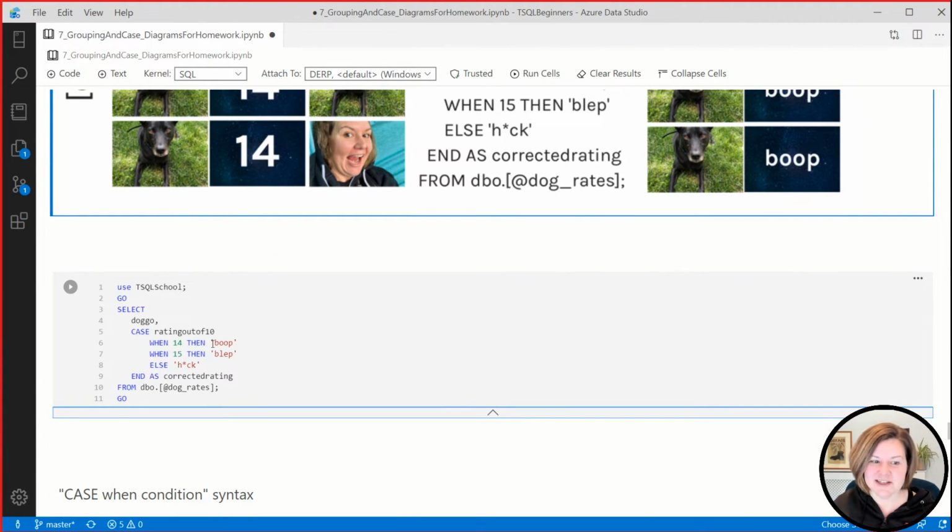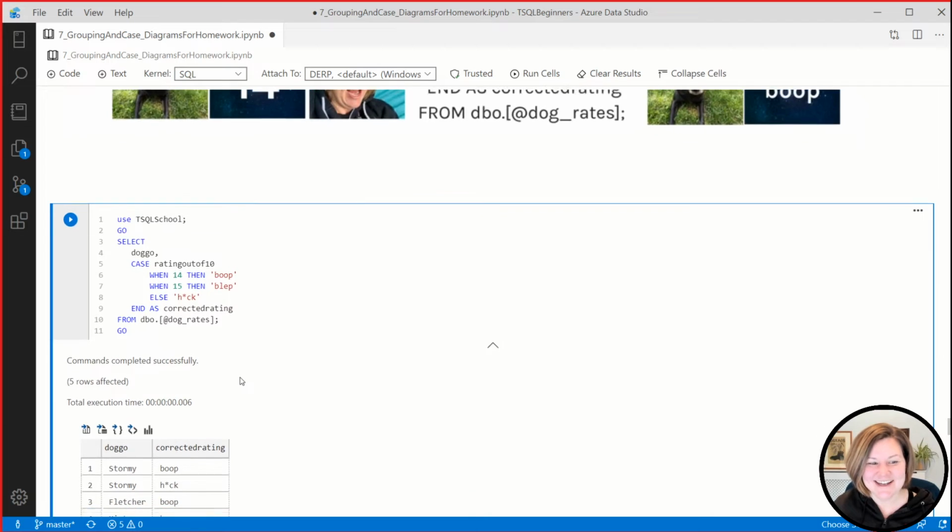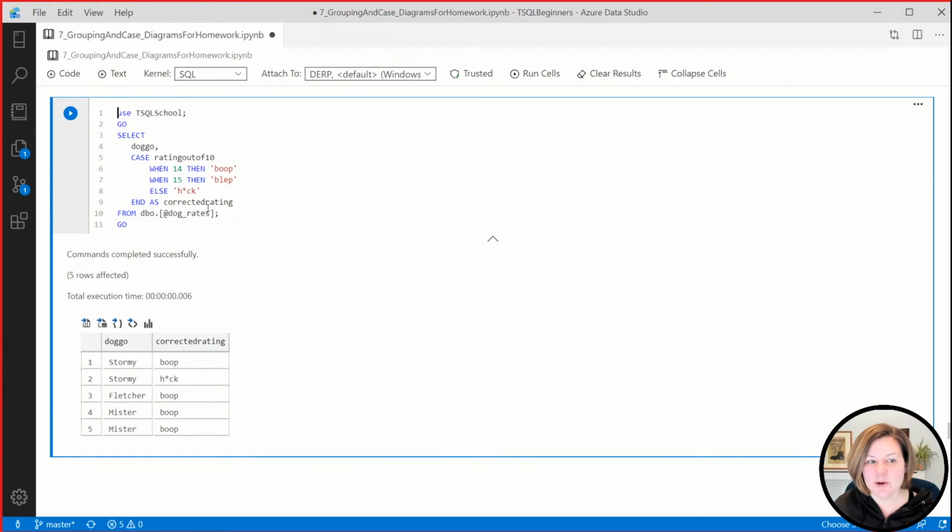But first, let's actually run the query. Here's the actual written, same query we saw, but running against SQL Server. Sure enough, we only get one heck for that stormy rating of 13, right? Because that just went into the else clause there.